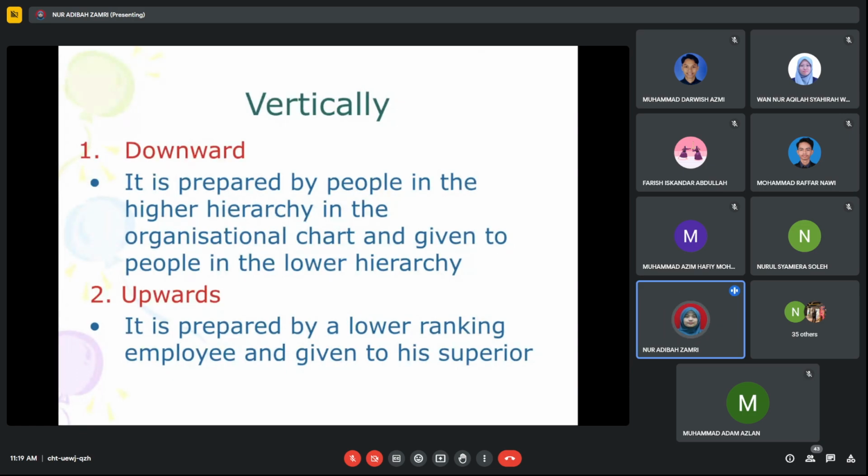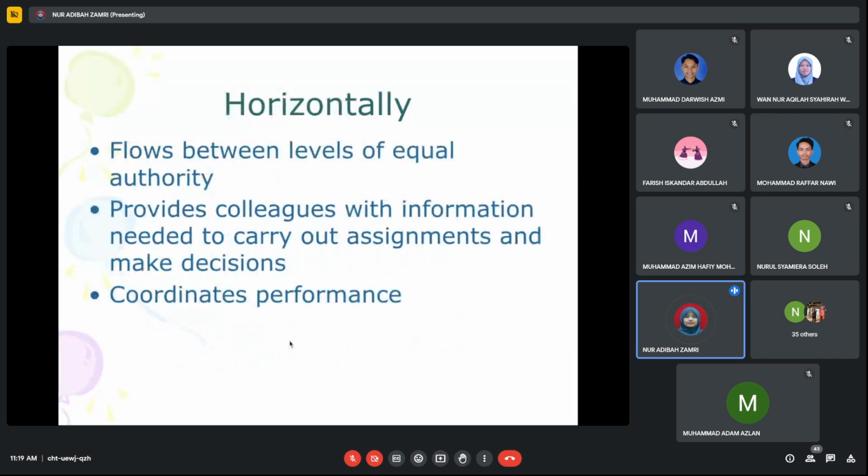Boss to worker. Upwards basically is prepared by a lower ranking employee and given to his superior. You want to report to your boss, so you as a subordinate or employee want to report to your boss, then that one we call upwards. Vertically is basically straight, from up to down, down to up.